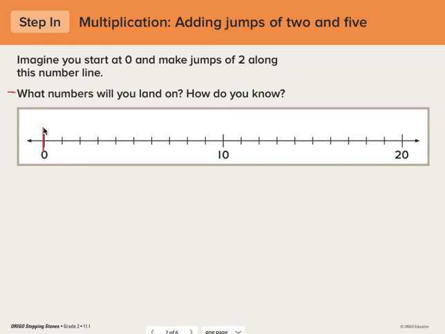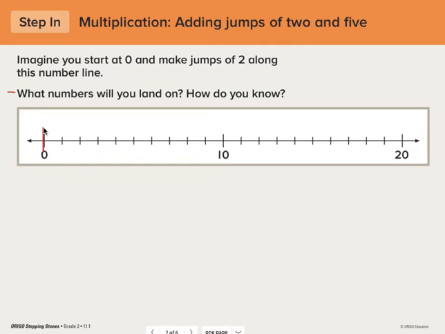Are you ready? So we know if we're starting at 0 and we're only going to make jumps of 2, we know we're going to land on numbers that are multiples of 2 or even numbers, right? Because 2 is an even number. So if we start at 0 and we count by 2, we're never going to land on an odd number if we keep counting by an even number the whole entire time, counting by 2, right?